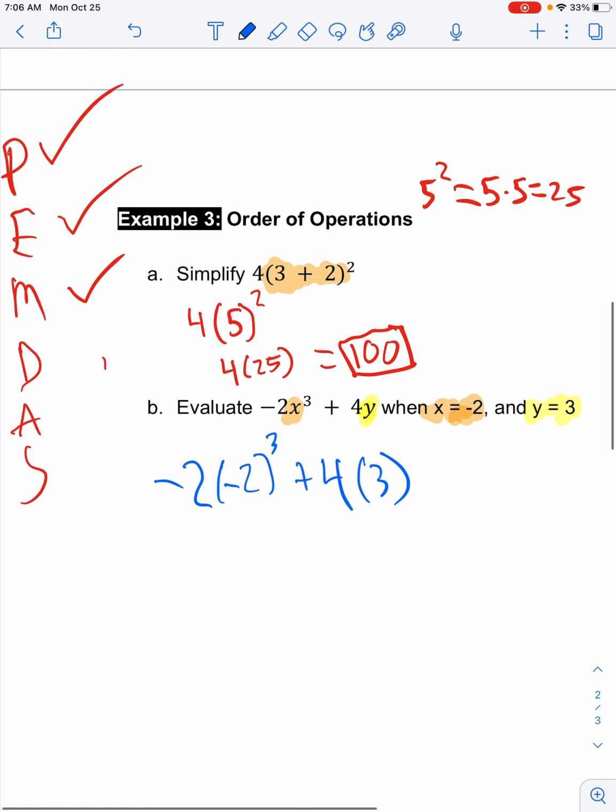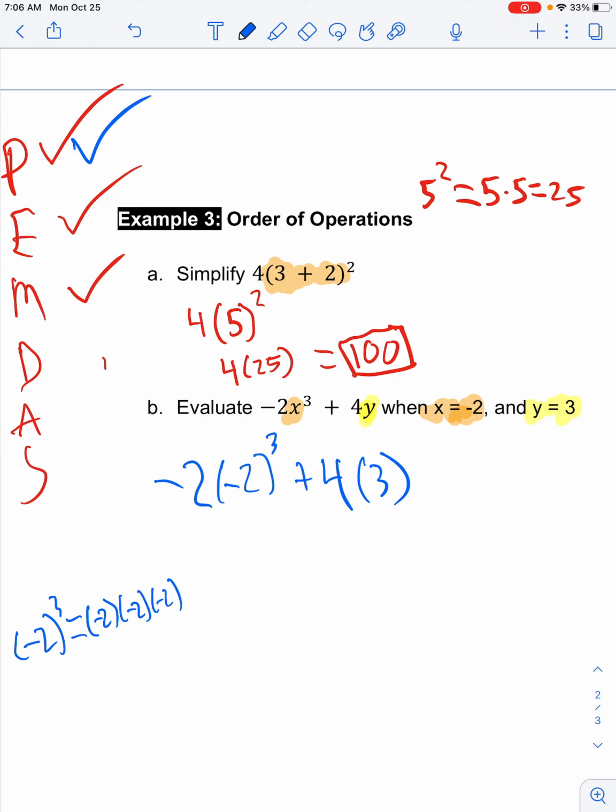Now I have parentheses, but I can't really simplify anything in them. They're just the numbers, so I'm good with my parentheses. I do have exponents. So again, I'm going to do some side work. Negative 2 to the third power is like saying negative 2 times negative 2 times negative 2. Negative 2 times negative 2 is positive 4. 4 times negative 2 is negative 8. So this can be rewritten as negative 8 plus 4 times 3.